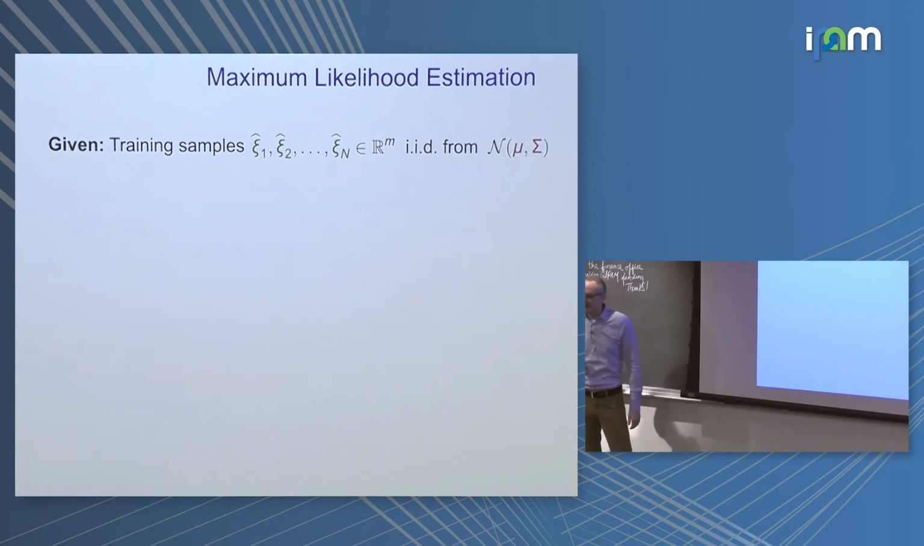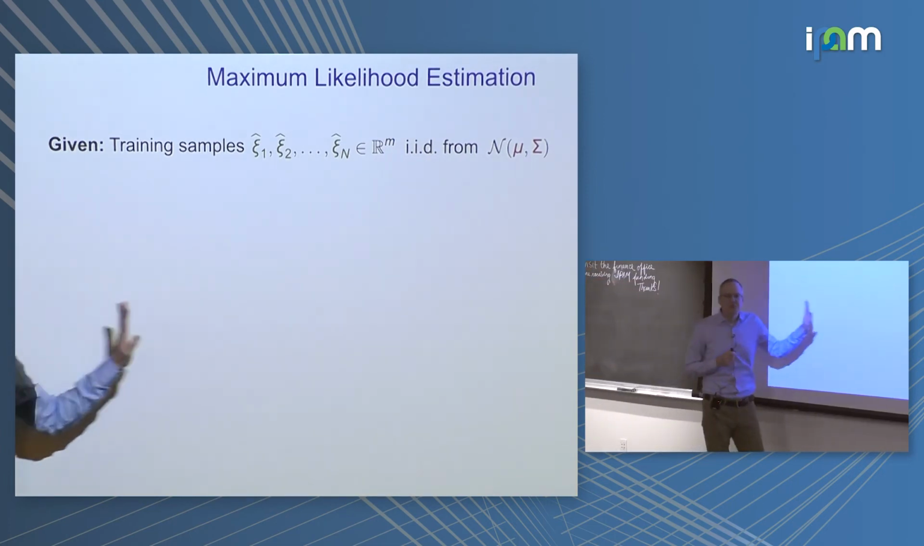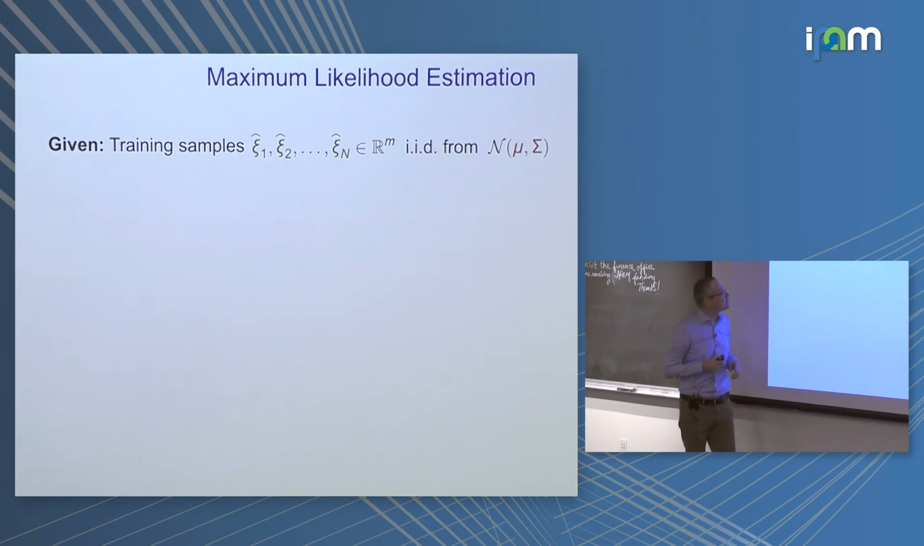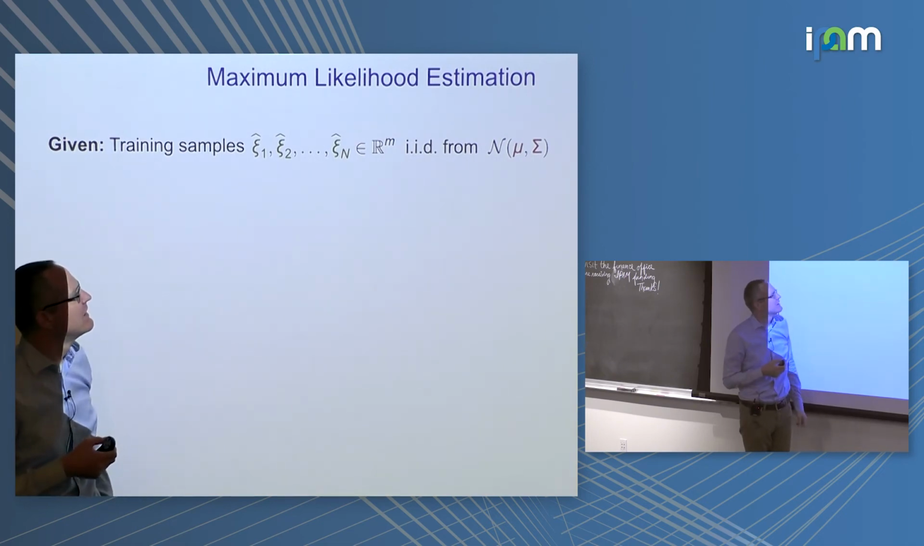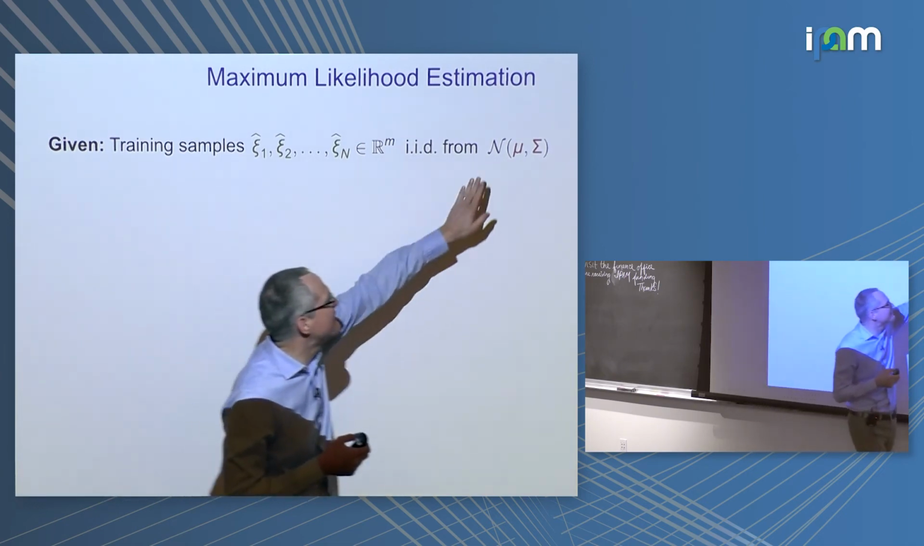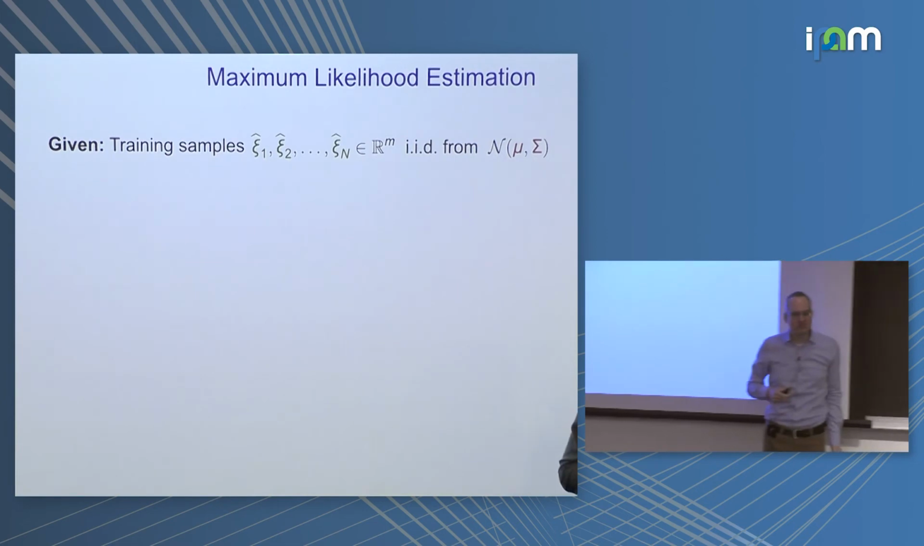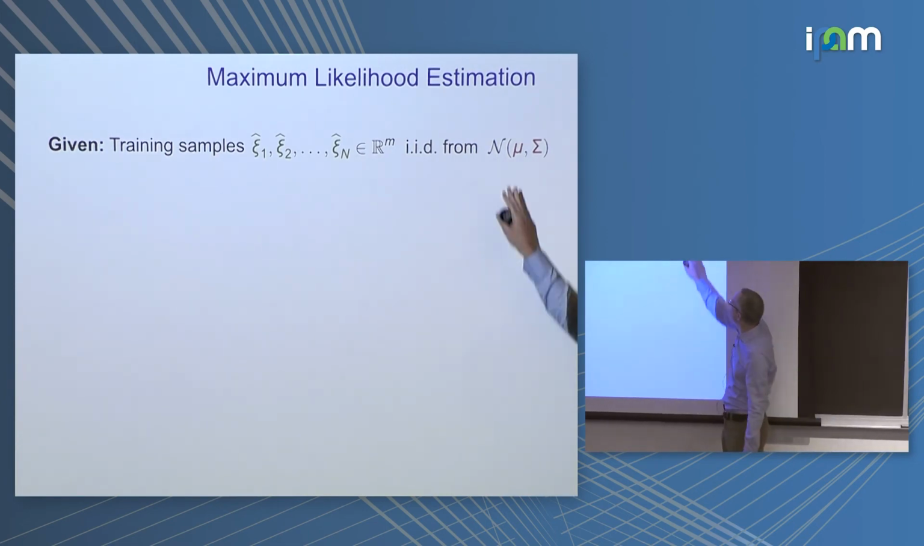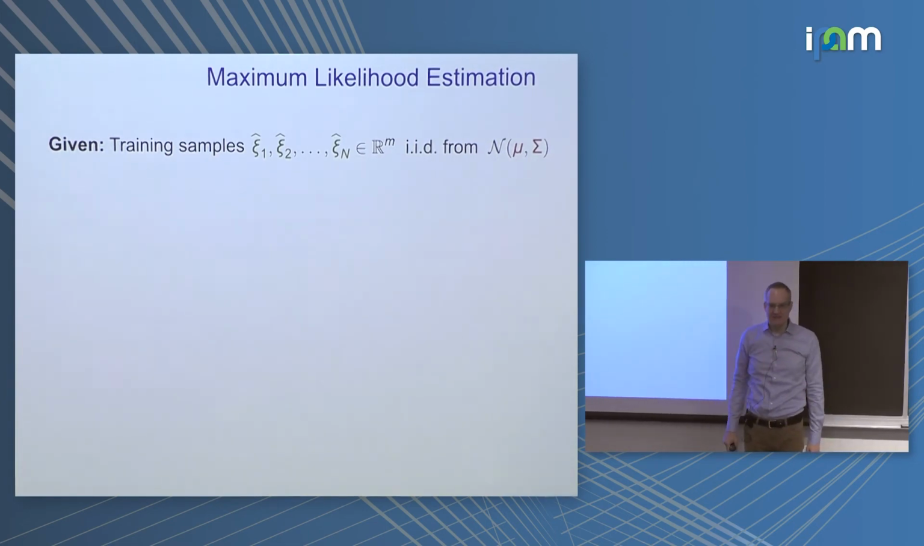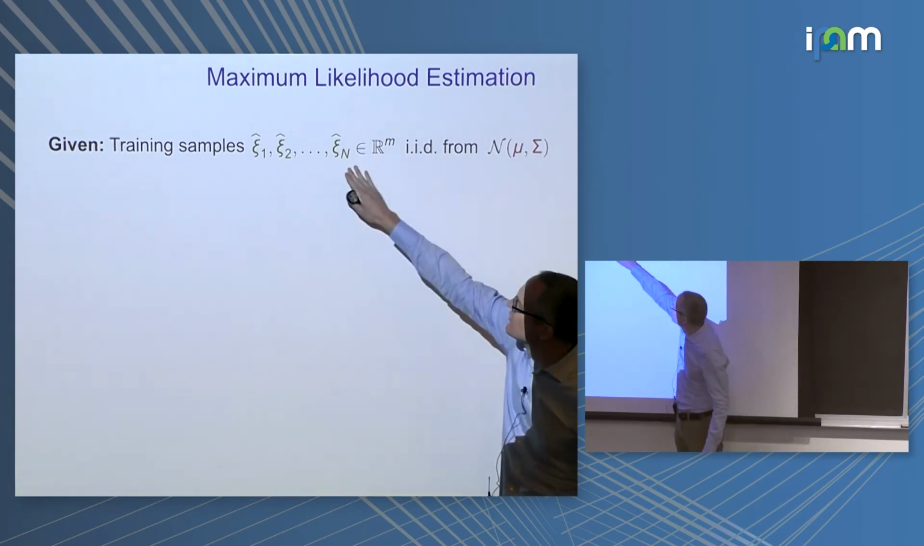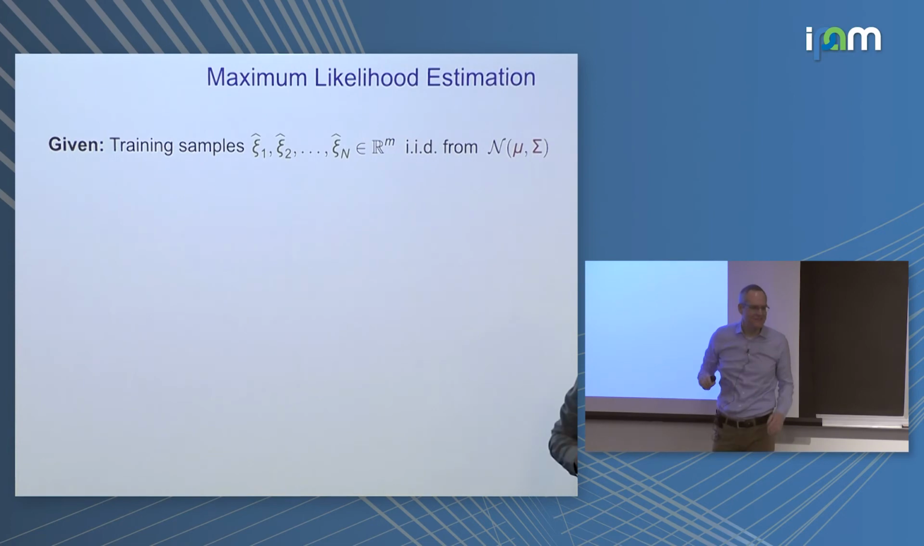OK. So as a third example, so these were non-parametric machine learning methods. I would like to look at the parametric setting where we are given n training samples again from some normal distribution with an unknown mean vector and covariance matrix. And I would just like to estimate these two parameters from IID data. And I'm interested particularly in the setting where the dimension m of this random vector is extremely large.